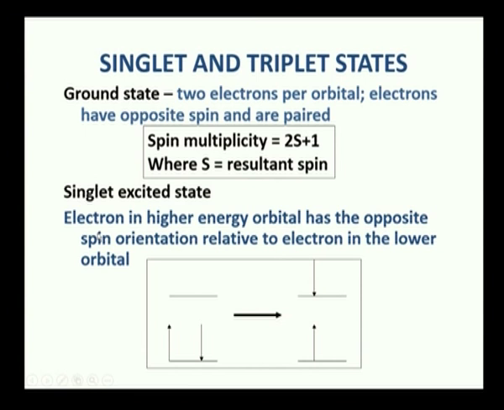That means the spin multiplicity is 1. Even though the electrons have been excited to a higher energy level, the spin has been maintained. So, therefore, the resultant spin is 0 and the spin multiplicity is 1. Therefore, this is known as the excited singlet state, because the multiplicity is equal to 1.